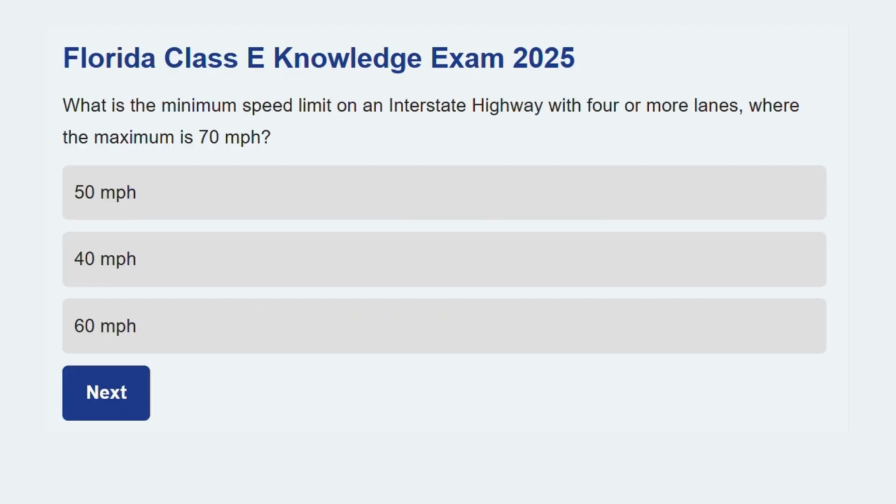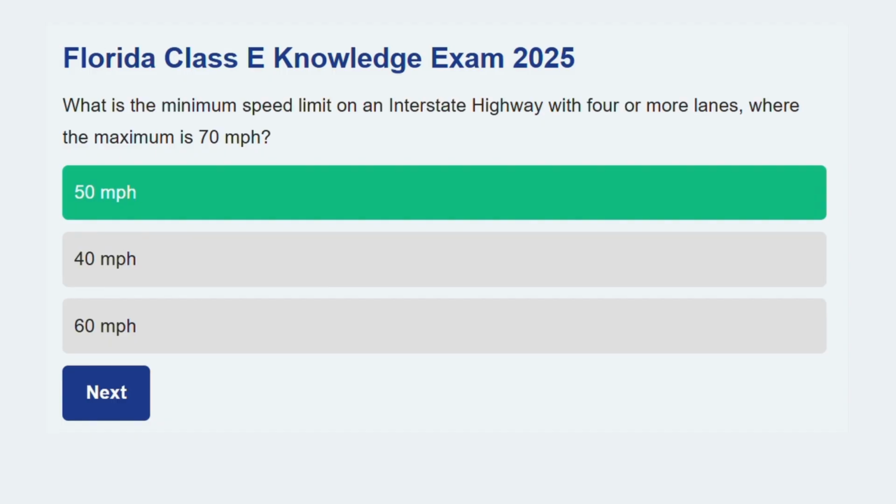What is the minimum speed limit on an interstate highway with 4 or more lanes where the maximum is 70 miles per hour? 50 miles per hour. This minimum speed limit is in place to maintain a safe flow of traffic. On to the next topic.